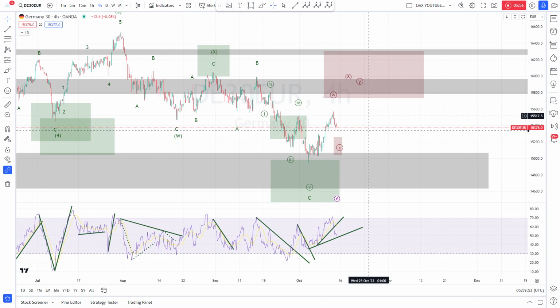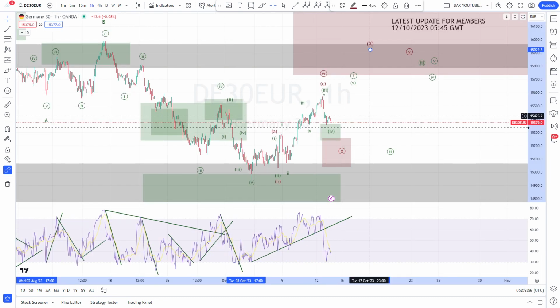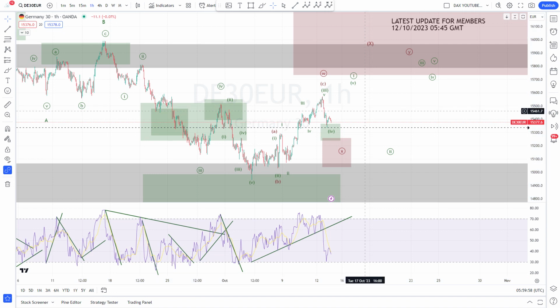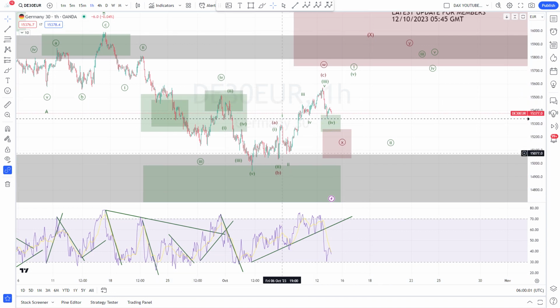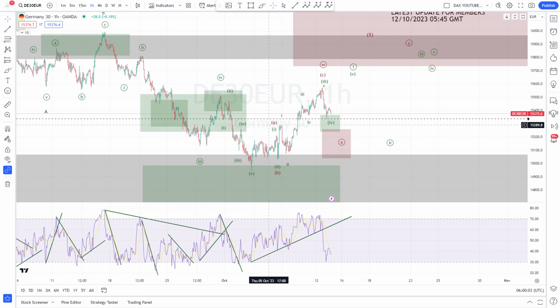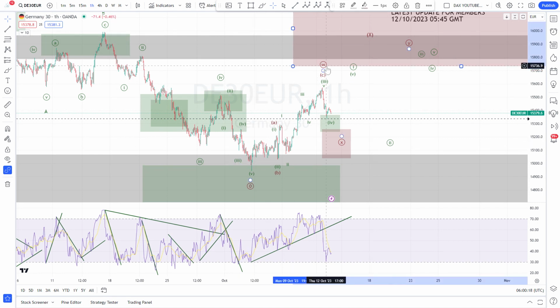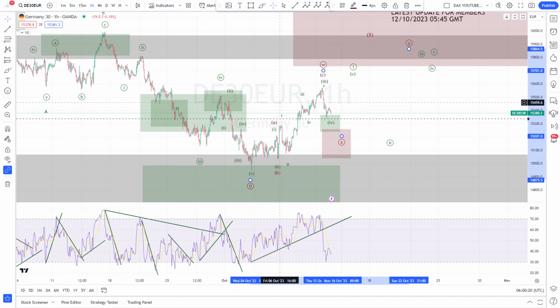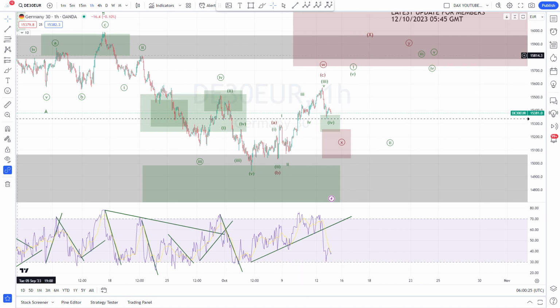Then, if we look at the 1 hour, so I'm calling now for 3 waves, A, B, C, right here. And then the alternative in the wave X scenario is to reach this area here. So that would mean that this here was a wave W, A, B, C. Then we should come down into this area right here.